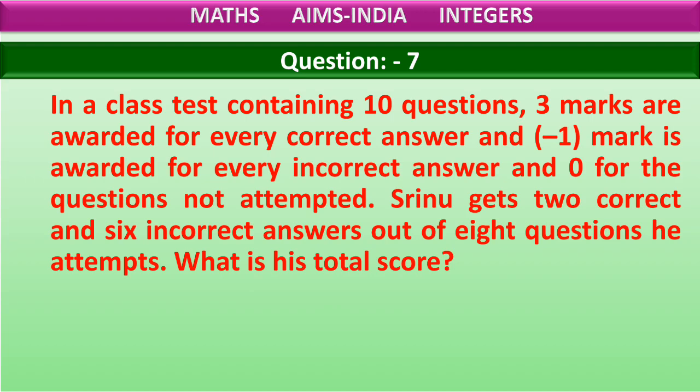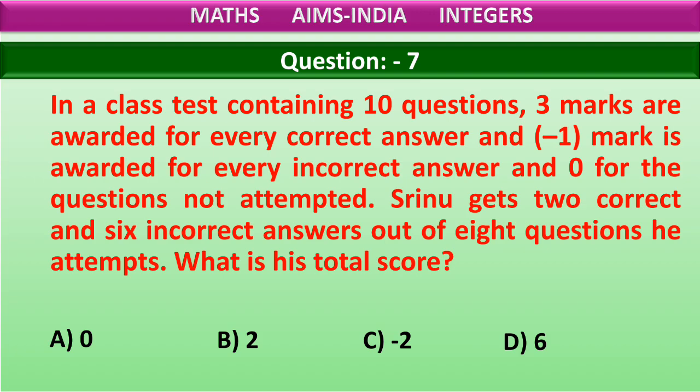See, this is about a class test in which there are 10 questions. Given 3 marks are awarded for every correct answer and -1 is awarded for every incorrect answer and 0 for the questions not attempted. Now there is a boy called Srinu who gets 2 correct and 6 incorrect answers out of 8 questions he attempts. He attempted 8 questions and he got 2 correct and 6 incorrect answers. Now what will be his total score? Option A 0, option B 2, option C -2, option D 6. I am giving you a minute to solve this question.